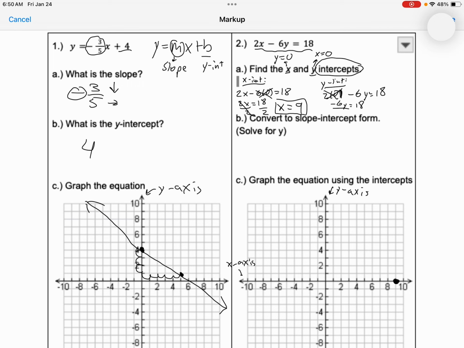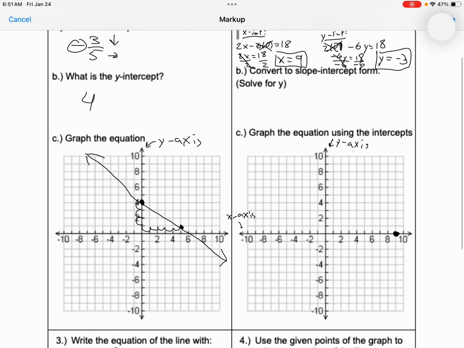To solve that, I would divide by negative 6. These negative 6's would cancel out, and this would give me y equals 18 divided by negative 6, which is negative 3. So y equals negative 3 is my y-intercept. If I go down to the graph, I can see this point at negative 3 is my y-intercept. So this one up here is my x-intercept. This one over here is my y-intercept.